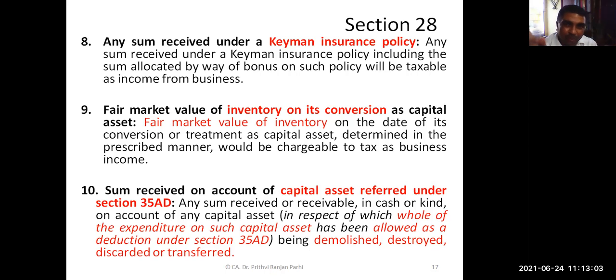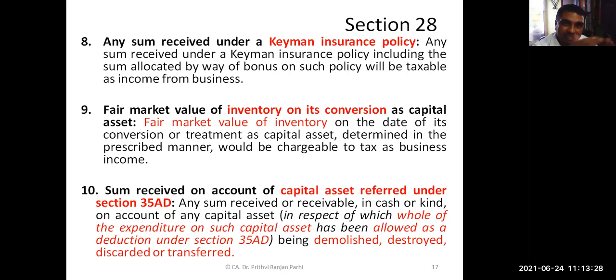So there are three possibilities that money received from a Keyman Insurance Policy may be a salary income for an employee. It may be business income for a business house. Here we're talking about the business income. Or it may be an income under the head income from other sources if money is received by the legal heir of the employee. These possibilities are also there.